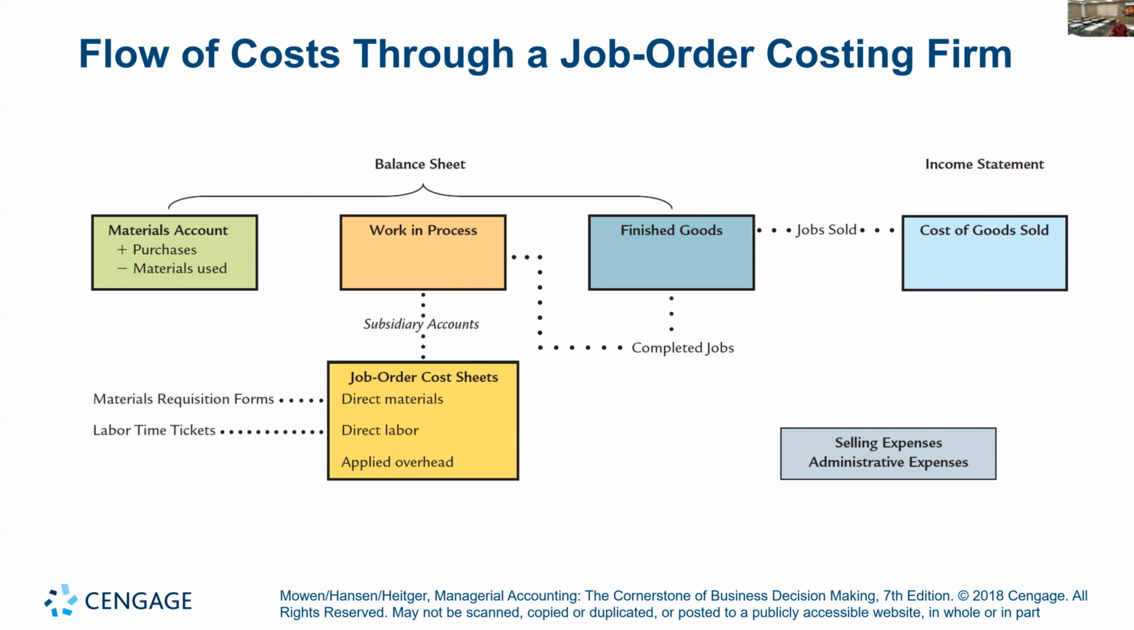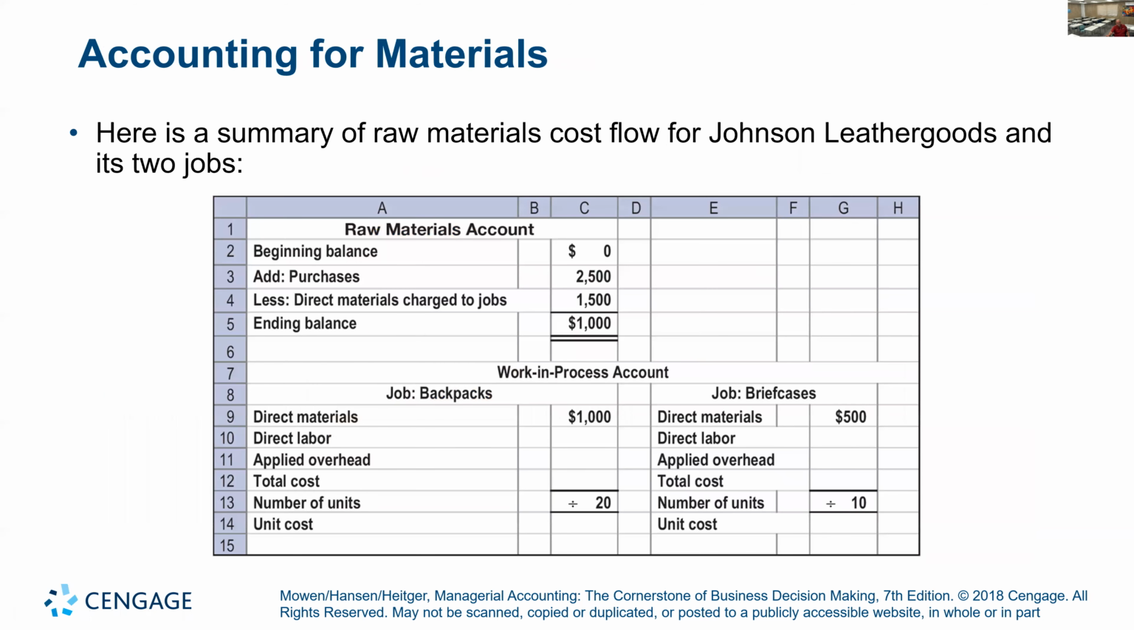This is kind of showing how the job flow of costs goes through. Another example of the job cost sheet here. We have two jobs: briefcases and backpacks, okay? So you can see our raw materials. We had 0, we purchased 2,500, 1,500 was requisitioned out. 1,000 of it went to the backpacks, 500 of it went here. And we have our units that we were producing. We have not applied any labor or overhead yet.